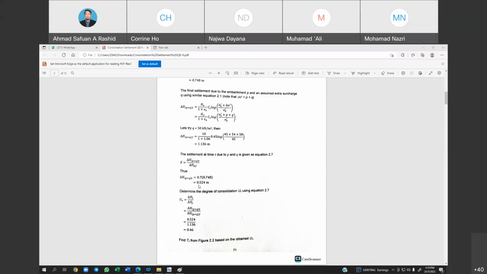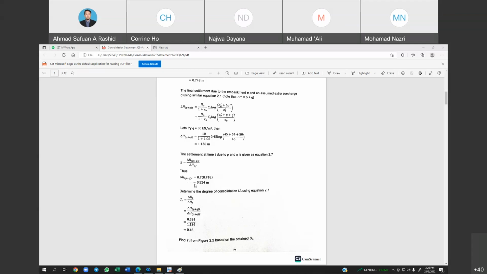Okay. So 0.524, which is the increment of the consolidation, due to the degree of consolidation due to the additional Q. Okay. So determine the degree of consolidation. Okay. So delta H. Delta H, P plus Q over T. Okay. That is the final.